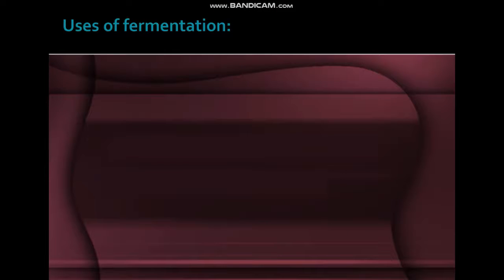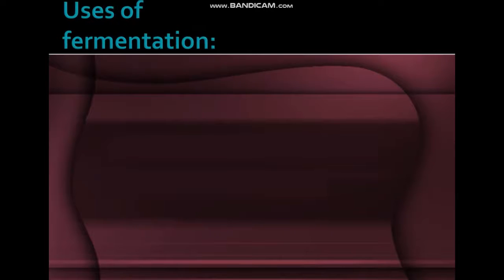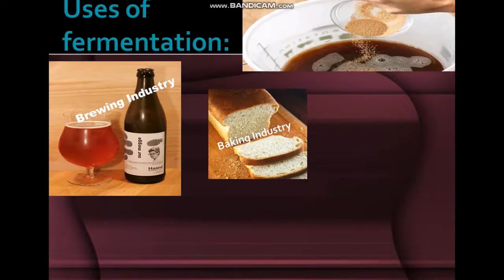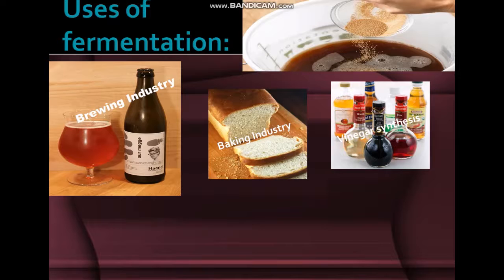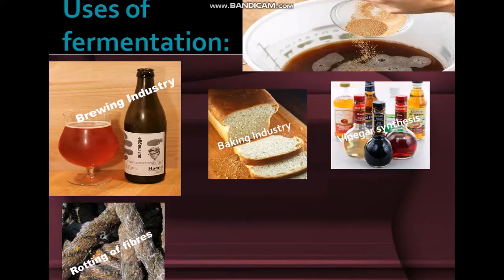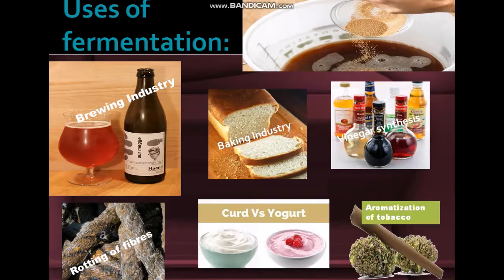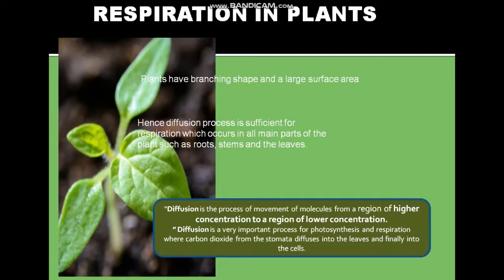Then let's see about the uses of fermentation. The fermentation process is used in various industries like the brewing industry, baking industry, for producing vinegar, synthesis, rotting of fibers, curd and yogurt making, and aromatization of tobacco. Like this, in various fields, we can see photosynthesis and respiration, where carbon dioxide from the stomata diffuses into the leaves and finally into the cells.